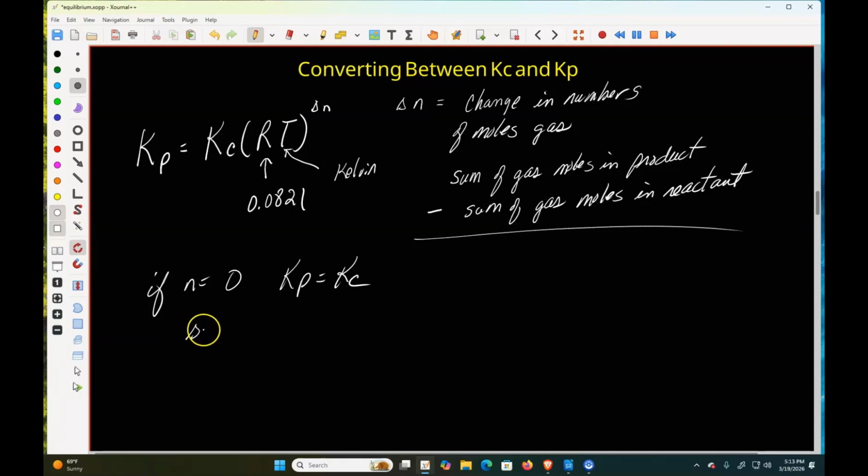If delta N is greater than 0, that means that Kp will be larger than Kc. And if delta N is less than 0, then Kp is less than Kc.